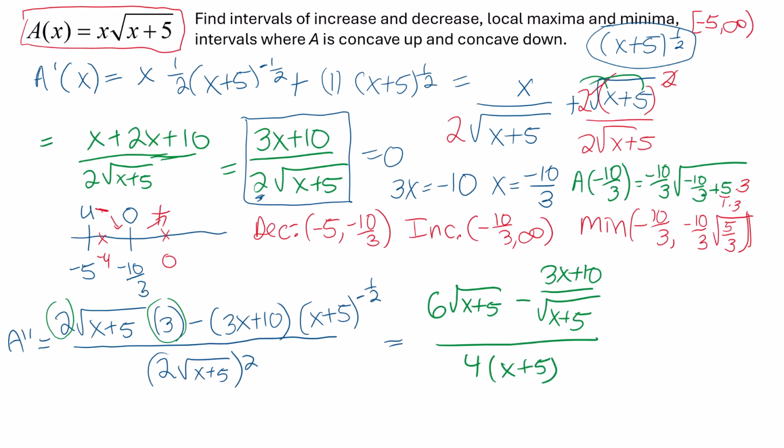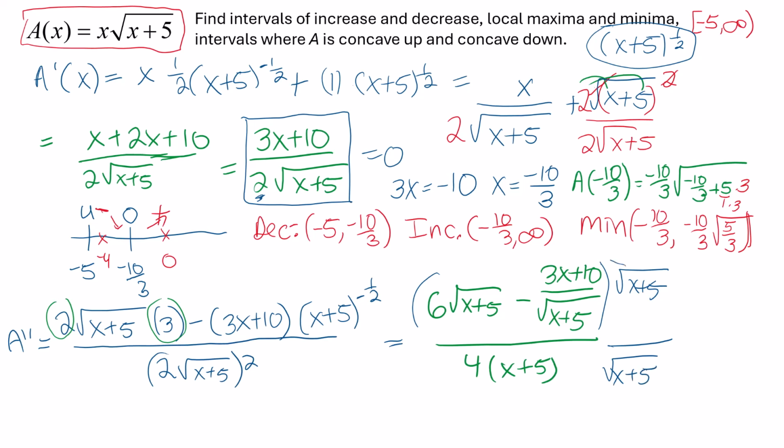So this is the second derivative, but we've kind of got a fraction within a fraction. And so what we're going to do is clear this of fractions. So for the numerator, we're going to multiply top and bottom of this by square root of x plus 5. And we're going to do the same thing down here, square root of x plus 5.